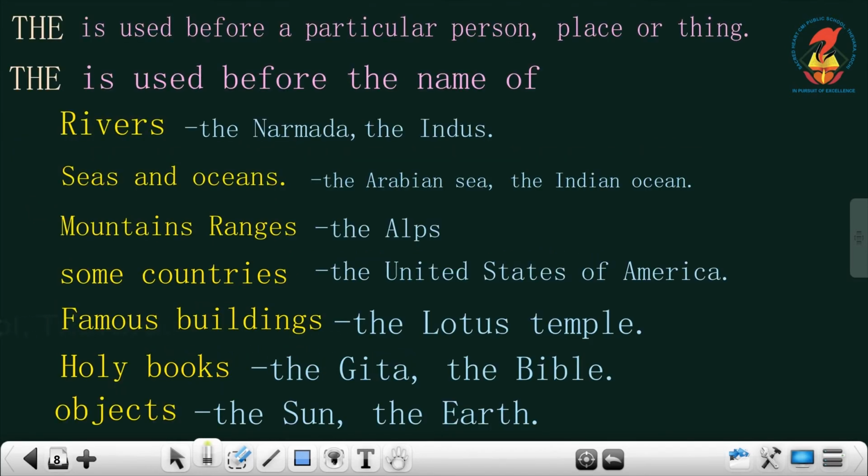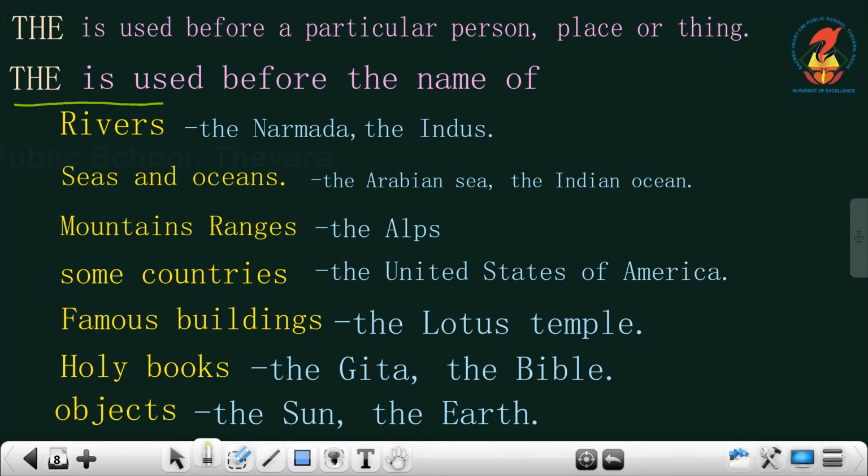Understood? Now, article the is used before a particular person, place or thing or even animal also. Article the is used before the name of rivers, seas and oceans, mountain ranges, some countries, famous buildings, holy books, objects. Once again, article the is used before a particular person, place, thing or animal it can be.